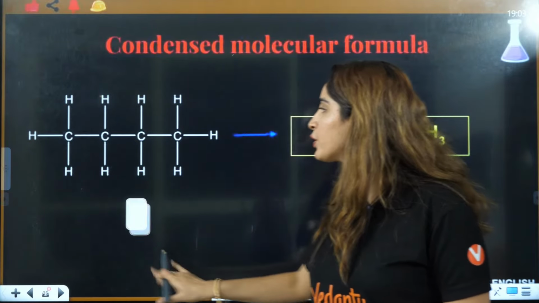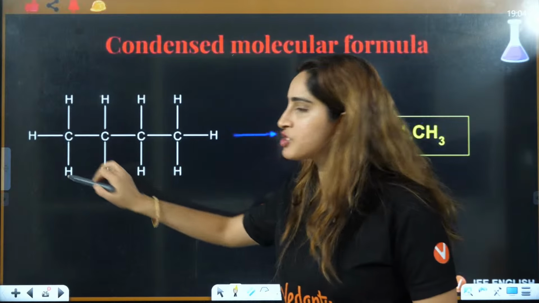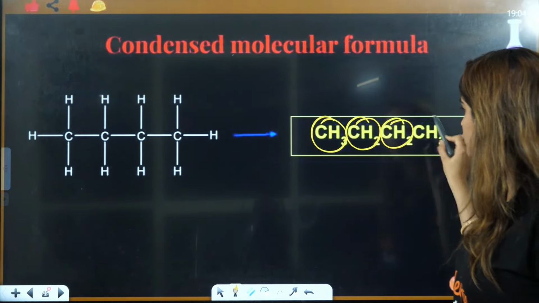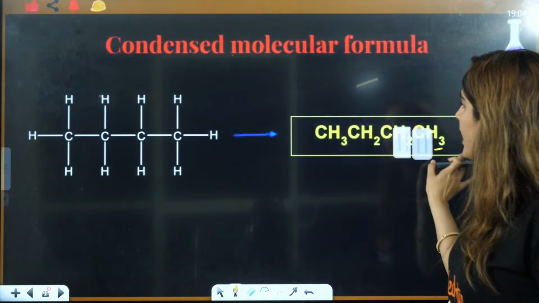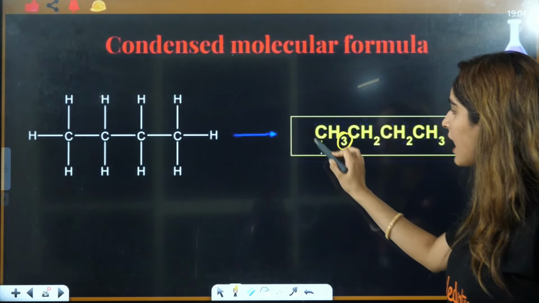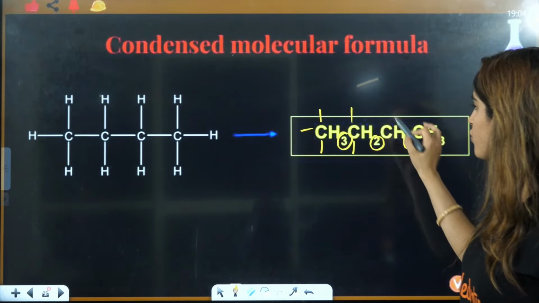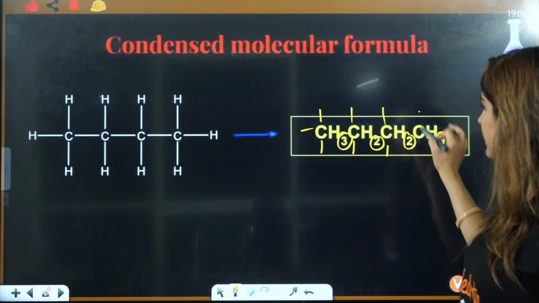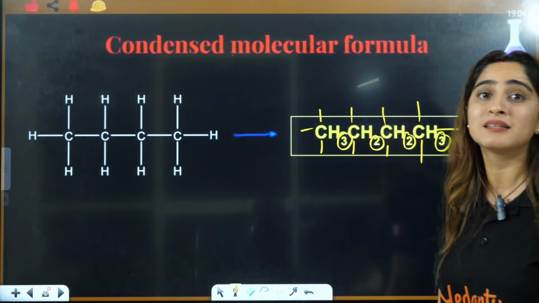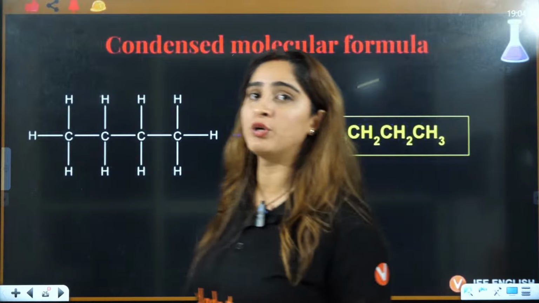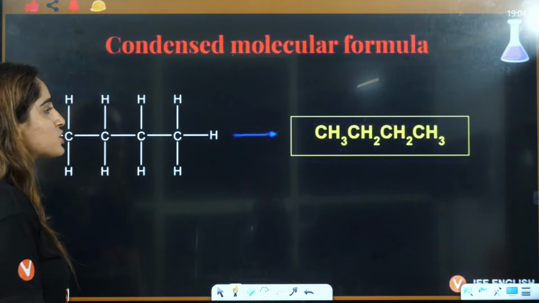You are directly going to use this. You're only going to write CH3, CH2, CH2, CH3. How is it so? It means these three hydrogens are with this carbon. These two hydrogens are with this carbon. These two hydrogens are with this carbon. These three hydrogens are with this carbon. That's how you write it, okay? That is called the condensed formula.